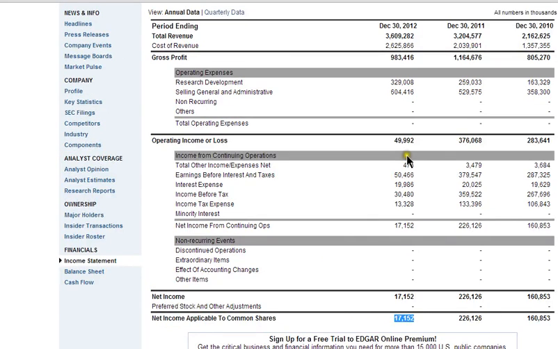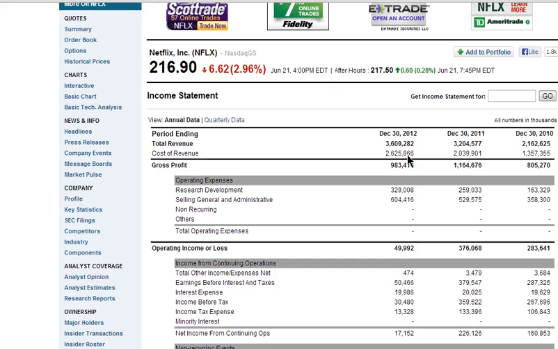So obviously Netflix is a volatile stock. Any growth stock that fails to hit their numbers and fails to grow as fast as they were growing is going to take a big hit, just like Netflix did. So you have to be aware of that if you're buying growth stocks.